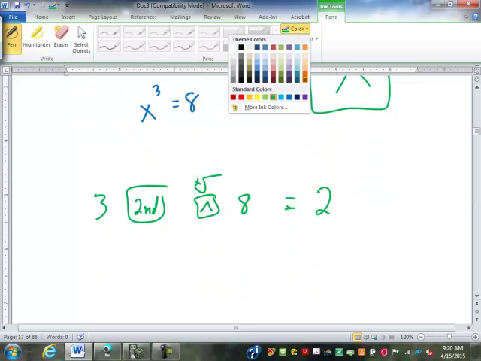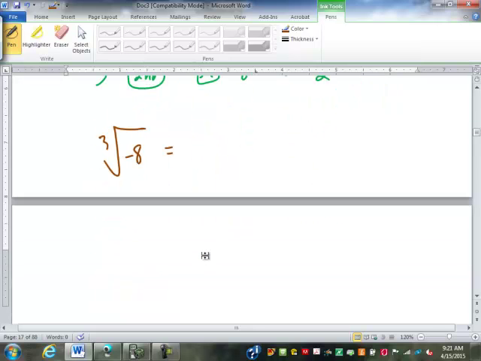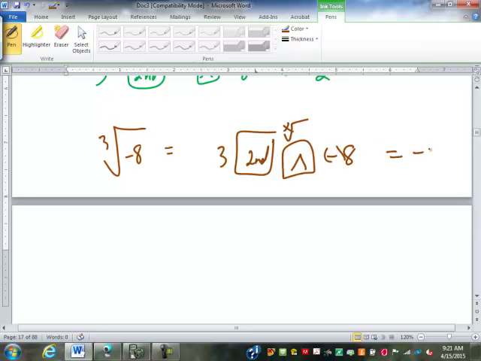Now, just for fun, what would we get if we tried to do the third root of -8? So you enter the 3, second. Somebody said -2. It is -2 because it's a third power. -2 to the third power is -8, since it's an odd power.